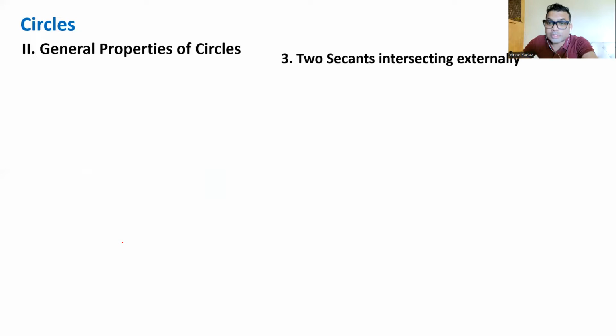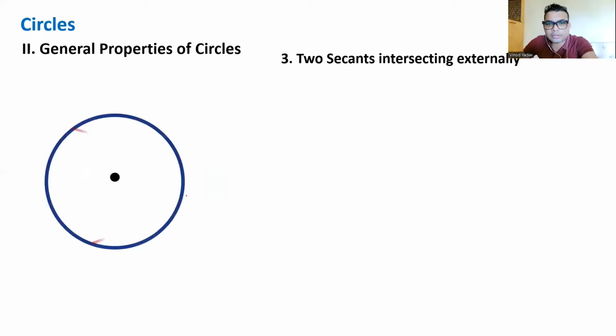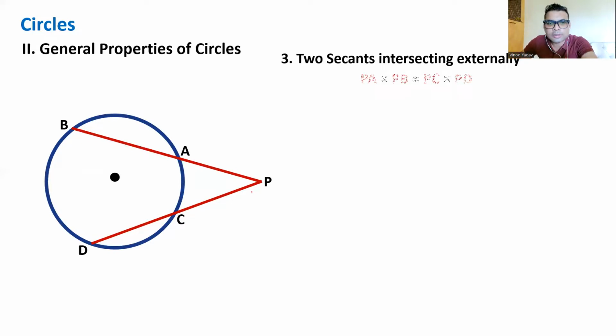Now it's about two secants intersecting. There are two cases, externally and internally. First, let's talk about the case of external intersection. So P is the meeting point of both the secants and P is outside the circle. The first property is about length. PA into PB is equal to PC into PD. So just note it: PA into AB is wrong. It is PA into full PB, because it is derived through similarity.